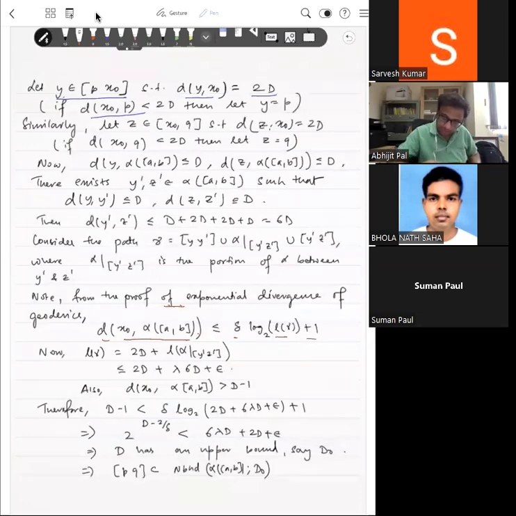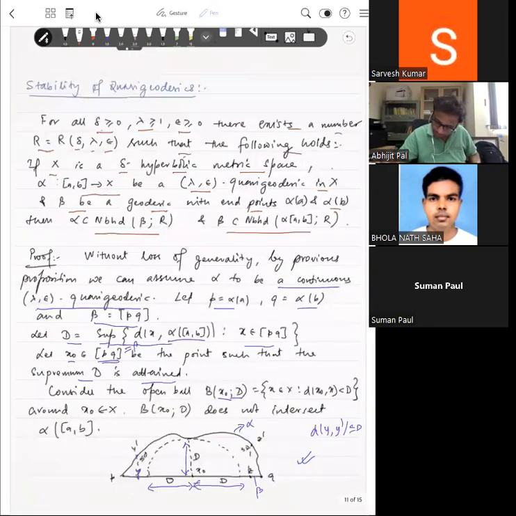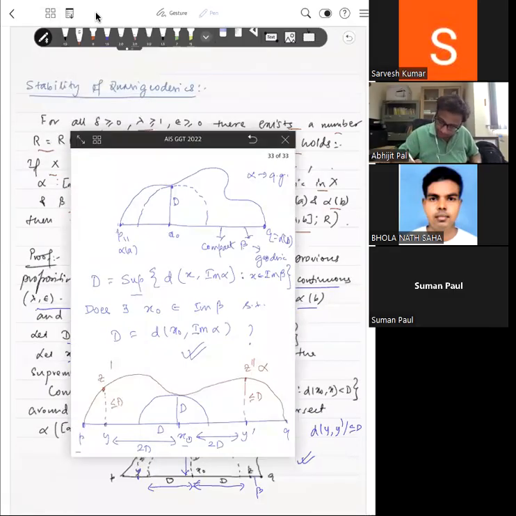Sorry, maybe I messed up the notation; there is some mistake in the previous picture. Maybe I can change it here. This point I have denoted by z. So this is my z prime and this is my y prime.